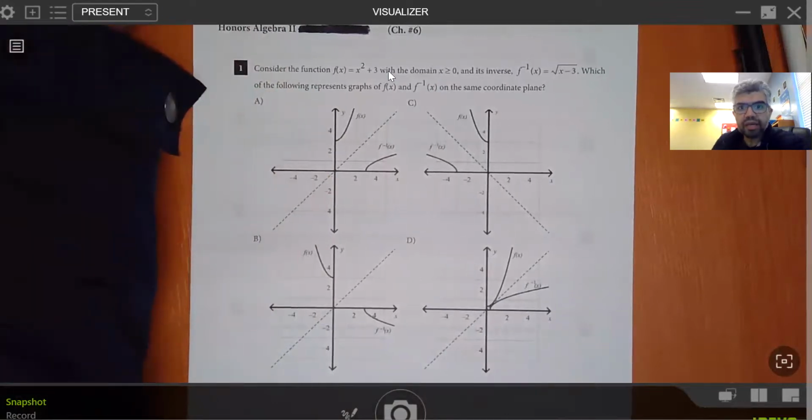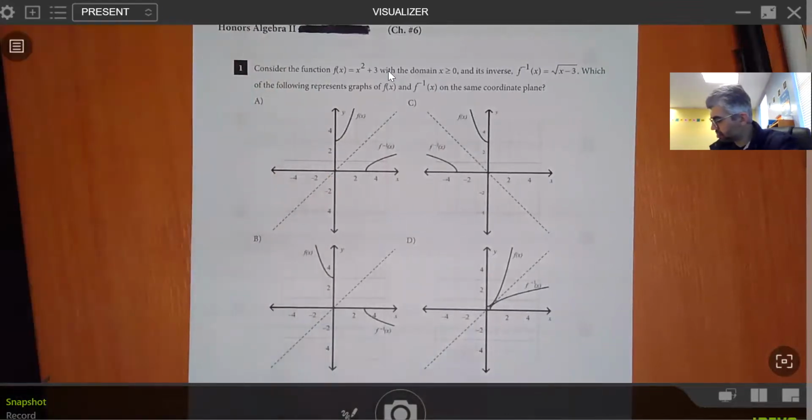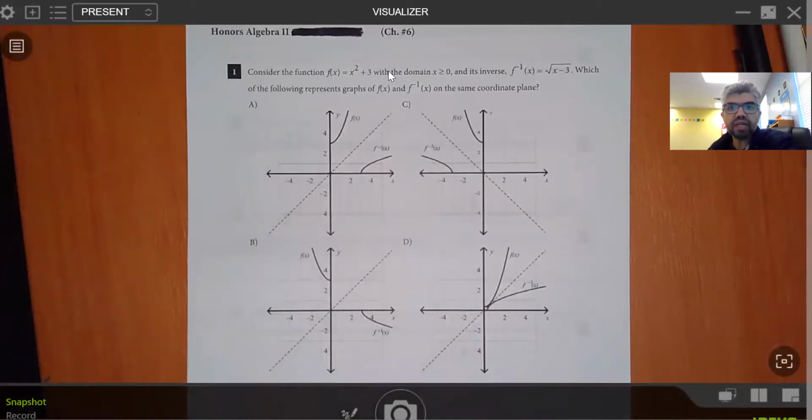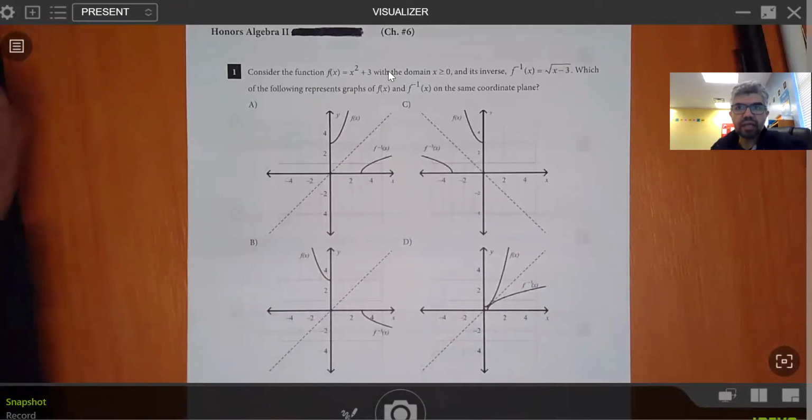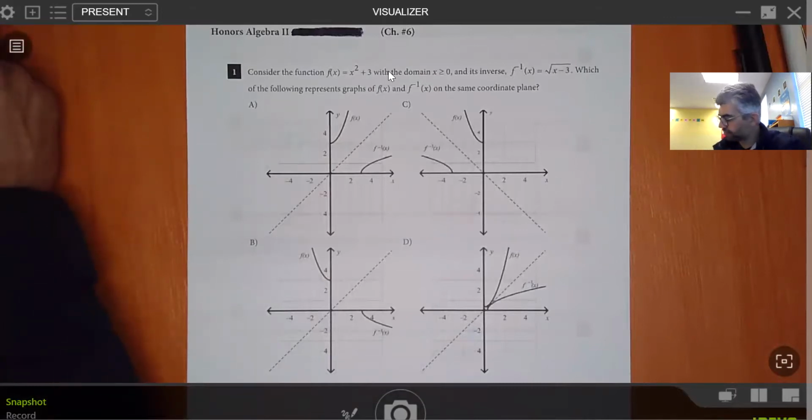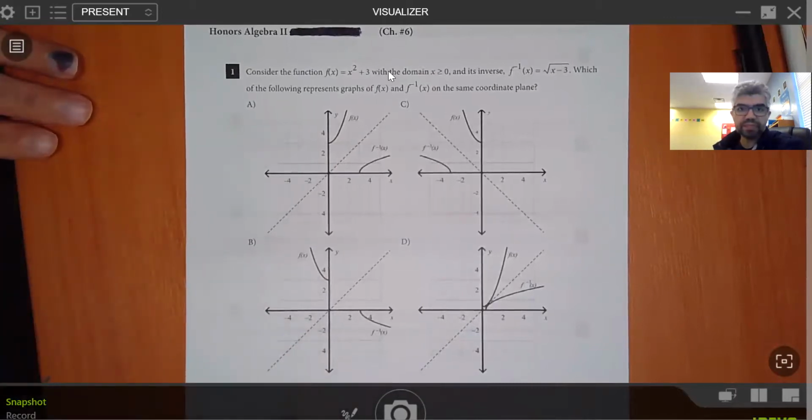Hello, and today we are going to review the square root equations, radical equations. And let's start with the questions. This is for CBA 7.